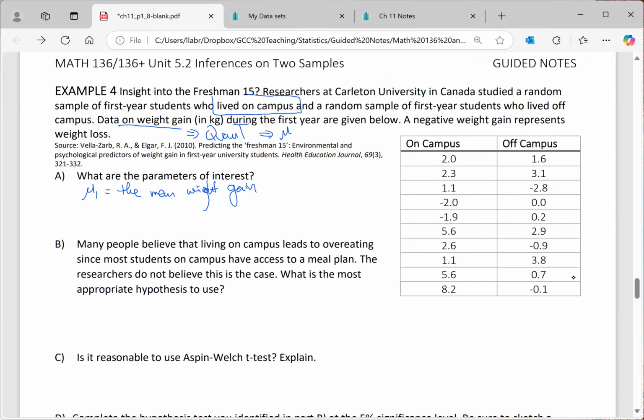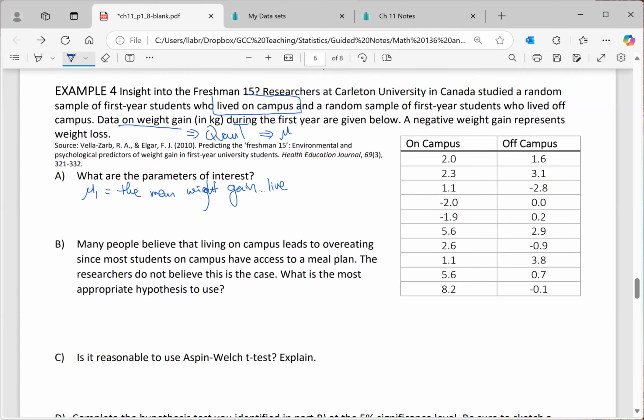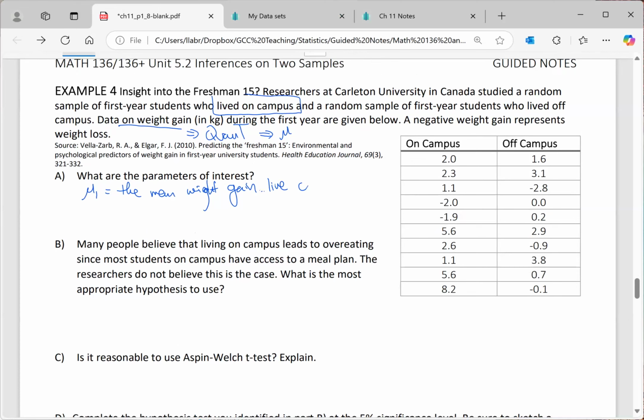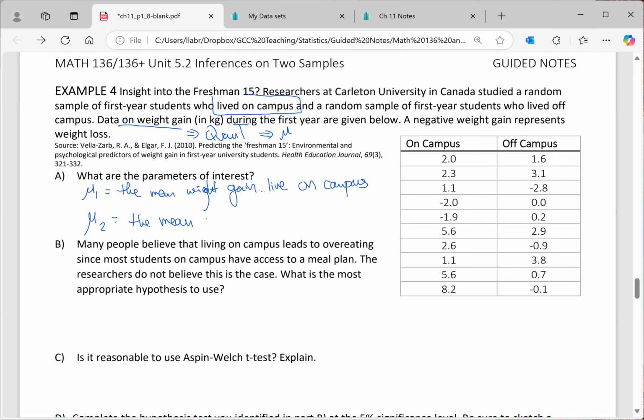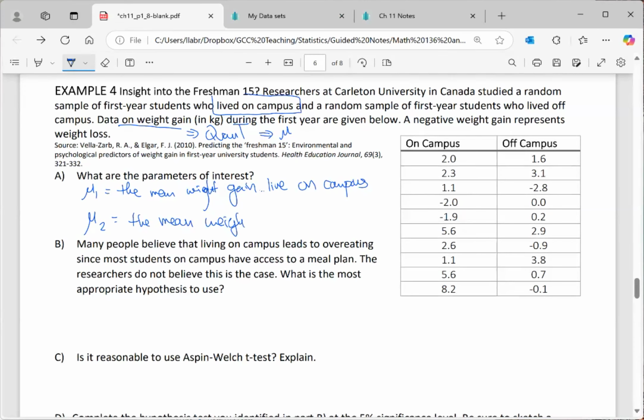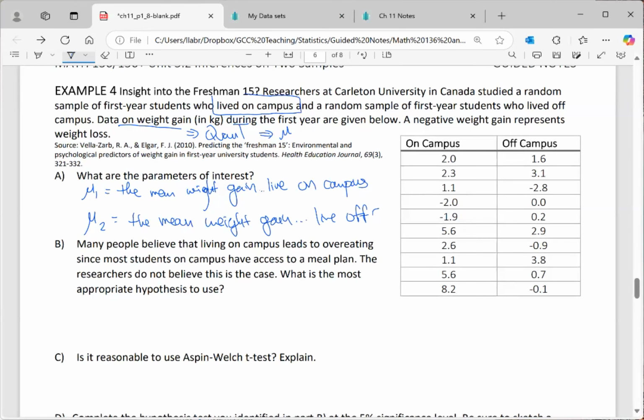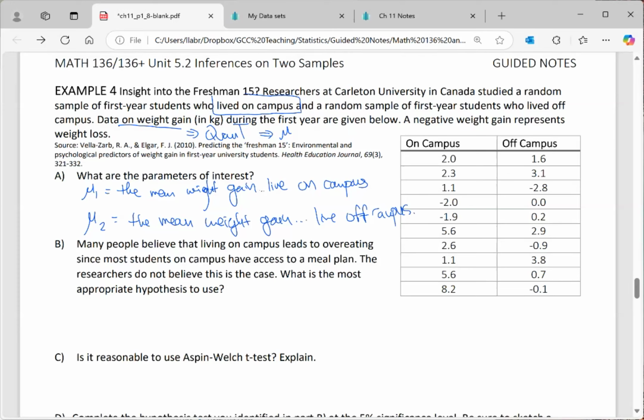So we're going to go ahead and say that group one would be the mean weight gain for those who live on campus. And then the second group, mu2, that's the mean weight gain for the students who live off campus. So it's pretty interesting. Is there a difference between these two?